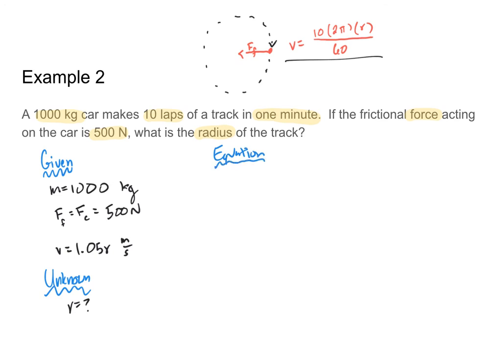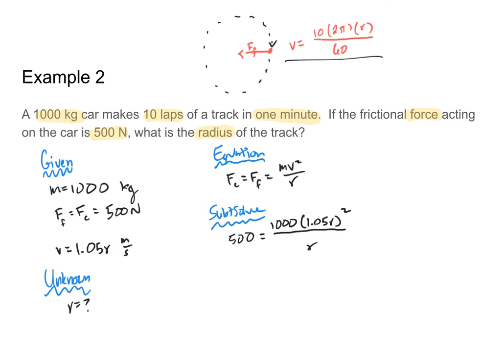and my equation is going to be my centripetal force equation. So I know that my centripetal force, Fc, which is my force of friction, is equal to mv squared over r. From here I'm going to go ahead and sub and solve. I know that my frictional force of 500 newtons is equal to my mass of 1,000 kilograms times my speed squared, so 1.05 r quantity squared divided by r.